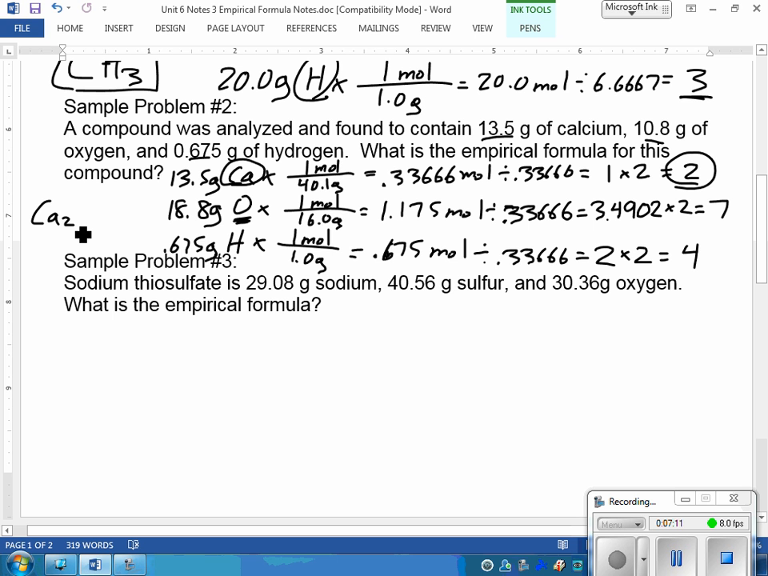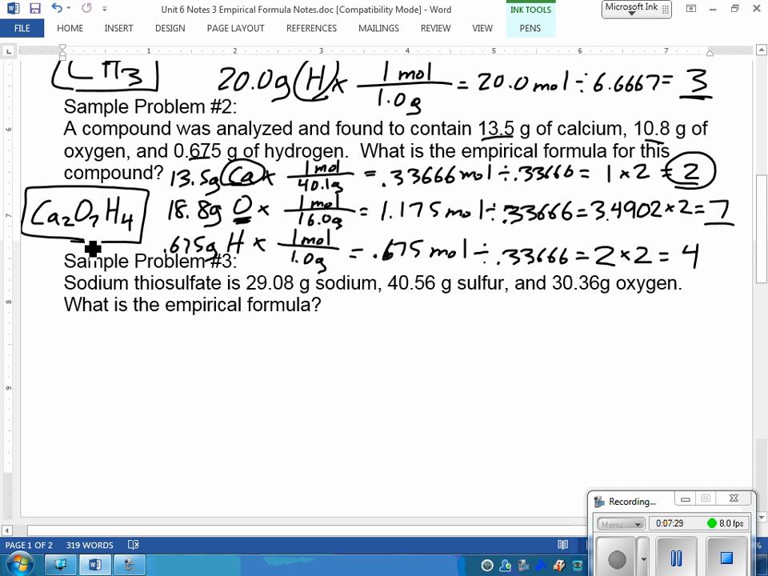And then our next element was oxygen, written in the sentence, and it says that we have 7 of them. And our last element was hydrogen, and it says that we have 4 of them. So that is our empirical formula.